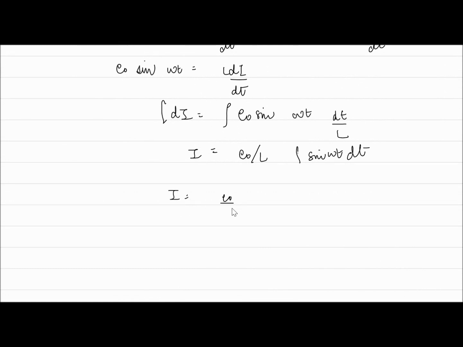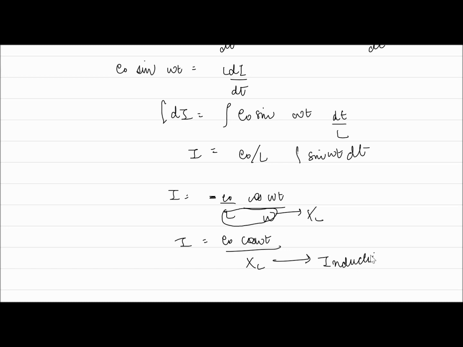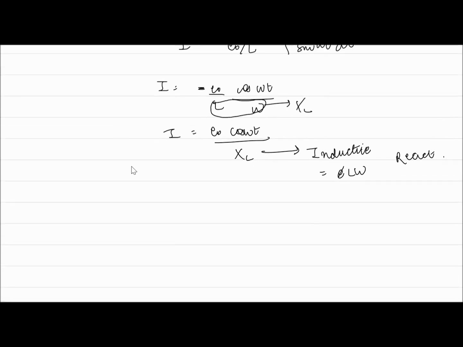I equals E naught by L. After integrating, we get cos omega t by omega and a minus after the integration. So we get I equals minus E naught cos omega t, and we have L omega, which is equal to XL. So I equals minus E naught cos omega t upon XL. And what is XL? XL is the inductive reactance. Like we have had the capacitive reactance, this is the inductive reactance, and this is equal to L omega. That one was equal to 1 upon C omega.